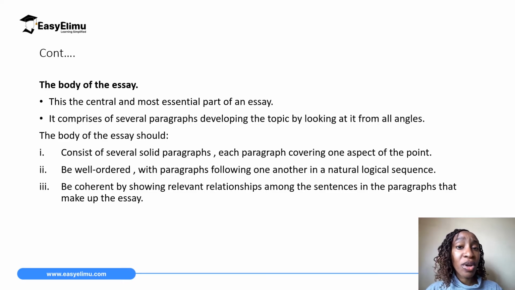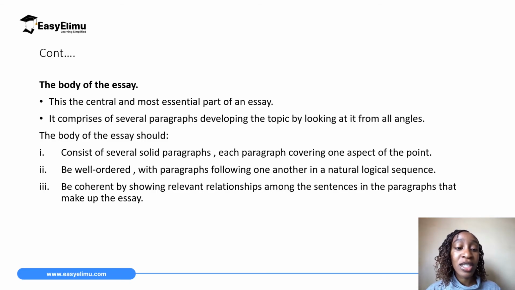So the second part of an essay is the body of the essay. This is the central and most essential part of an essay. It is the part that contains the most paragraphs. It can have as many paragraphs as possible. And these paragraphs are developing the topic by looking at it from all angles. And so there are several things that the body of your essay requires to have.